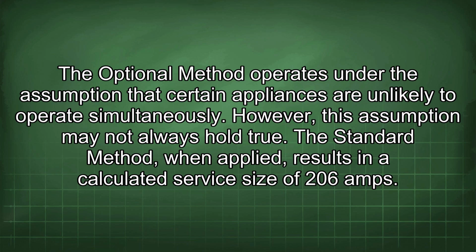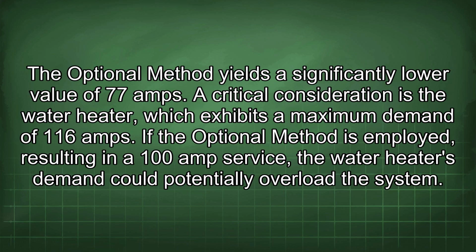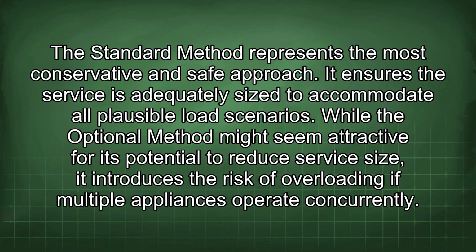The standard method, when applied, results in a calculated service size of 206 amps. The optional method yields a significantly lower value of 77 amps. A critical consideration is the water heater, which exhibits a maximum demand of 116 amps. If the optional method is employed, resulting in a 100 amp service, the water heater's demand could potentially overload the system. The standard method represents the most conservative and safe approach.